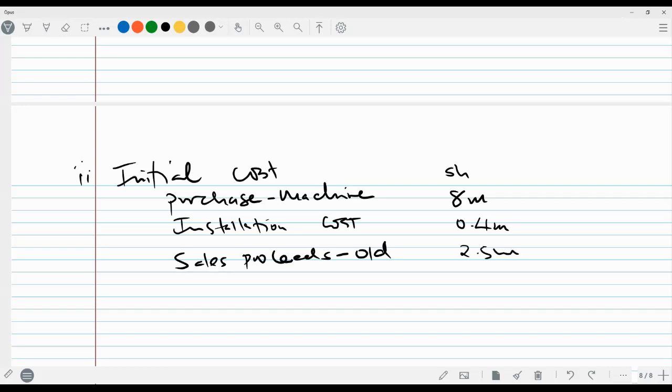Okay, these others are outflows. So let me put them in negatives, and this is a cash inflow. So therefore, it's a positive.